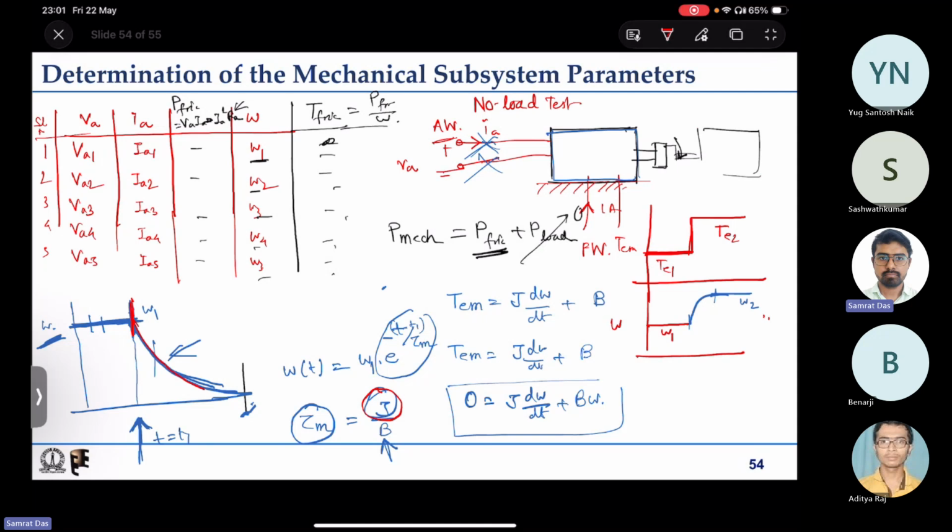Anyway, both of them should be reasonably the same. So you can find out the mechanical time constant, and you can find out the J, the polar moment of inertia of the motors.